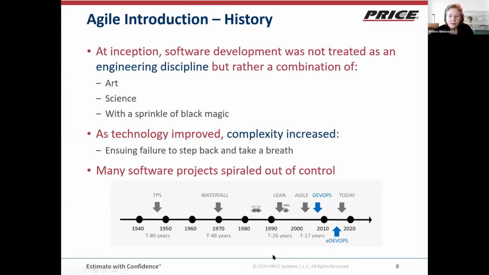Okay, a little history on Agile. Software development was not originally treated as an engineering discipline. It was sort of some combination of art, science, some creativity, and a little bit of black magic. How did you make that work? But technology improved. People started to embrace software as an engineering discipline, or at least as a computer science discipline. But as technology improved, the complexity of software development and the expectations of what software development projects could deliver increased. And there were a lot of starts and stops.